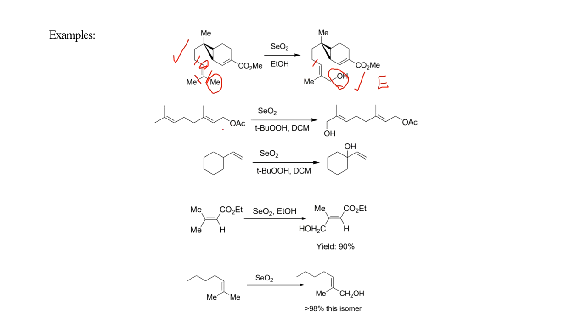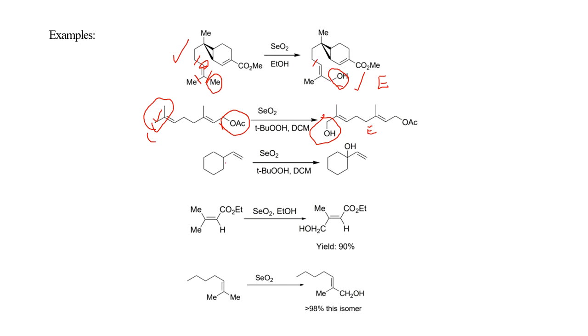In this case, you can see there is an acetate group attached to this end, an electron withdrawing acetate group, and so this end will be getting oxidized, and here the CH3 group gets oxidized to corresponding allylic alcohol. So this allylic alcohol is obtained. Here this is also an E product. E product is the stable product, and hence this will be the product.